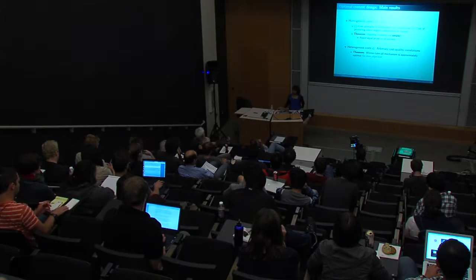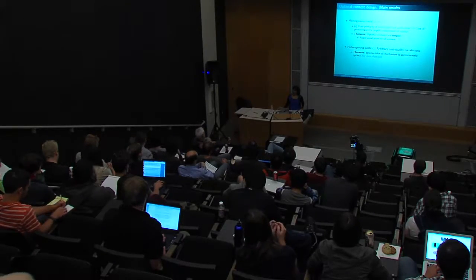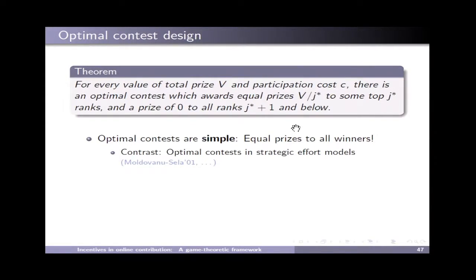Yeah. You mean that if there are a different number of contestants, then their prize will be different? Yes. It's just V over the number of actual people who participate. No, that's not the optimal prize. The optimal prize, actually, let me quickly show you.